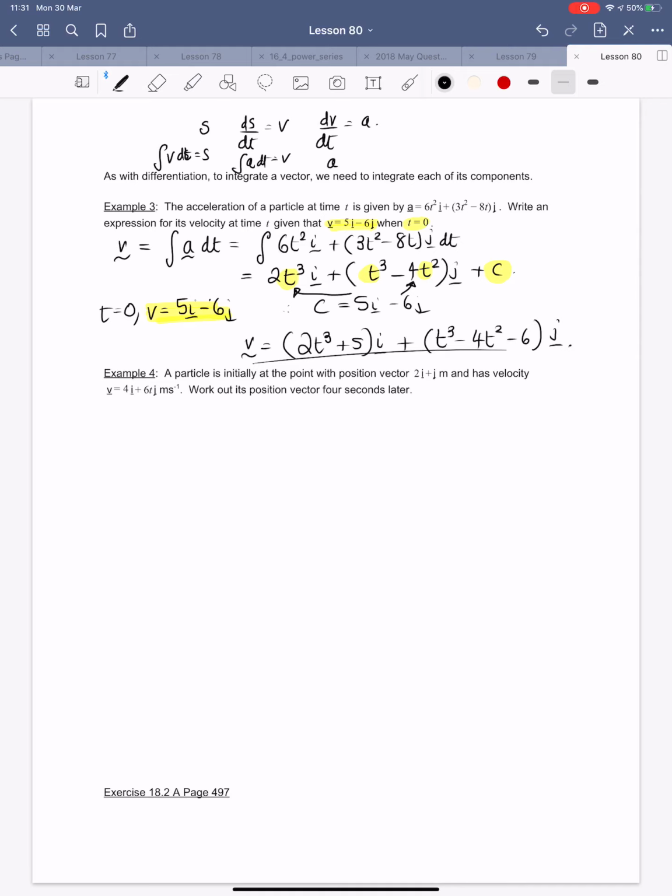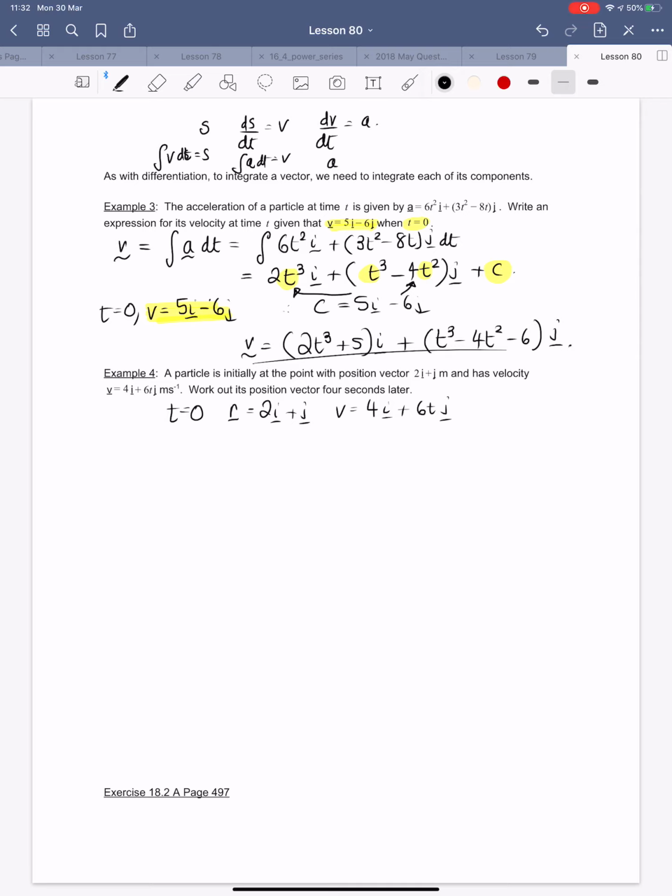Okay, so a particle is initially at a point with position vector 2i plus j. So t equals 0, position vector 2i plus j, and velocity 4i plus 6tj meters per second. Work out its position vector 4 seconds later.